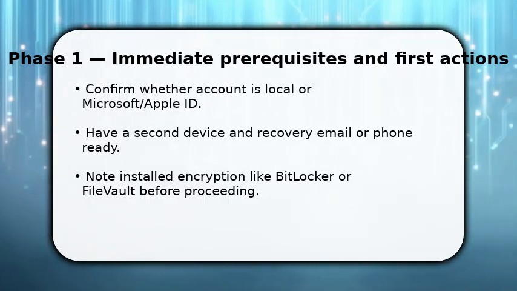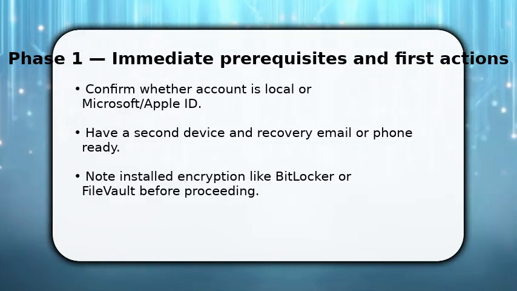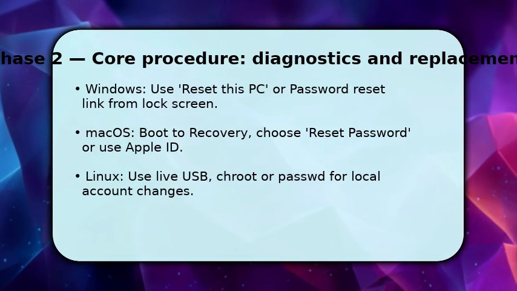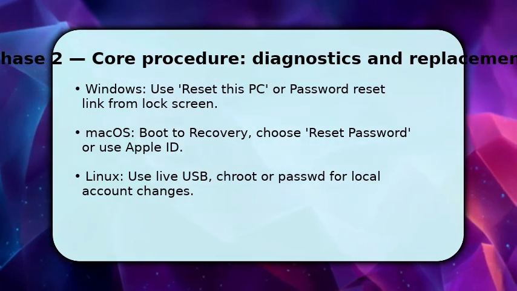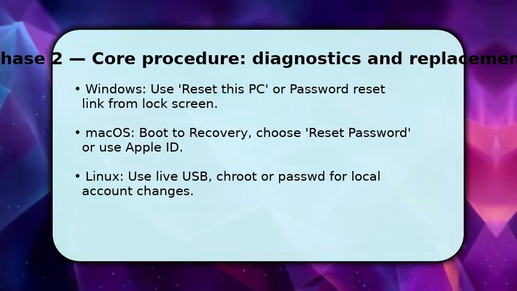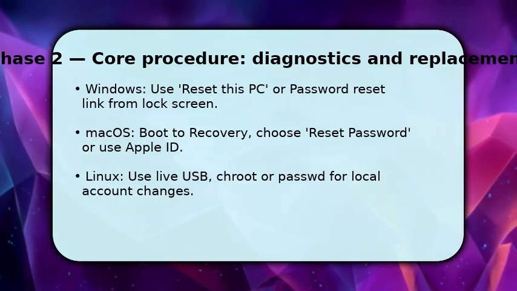Now power on the laptop and proceed to the OS-specific recovery path described next. This starts the actual reset process. You'll now use the built-in recovery tools to actually change the password. For Windows, click the lock screen reset link or boot to Advanced Startup and select Reset this PC, or use a previously created recovery drive.